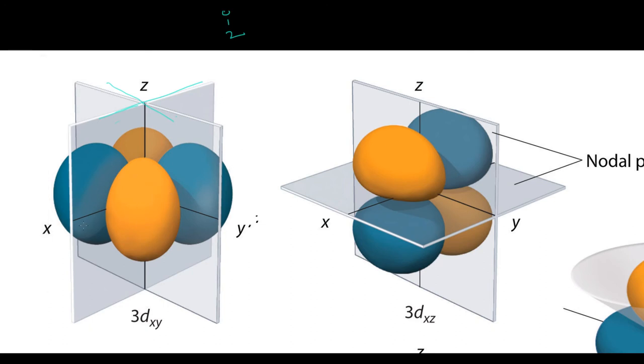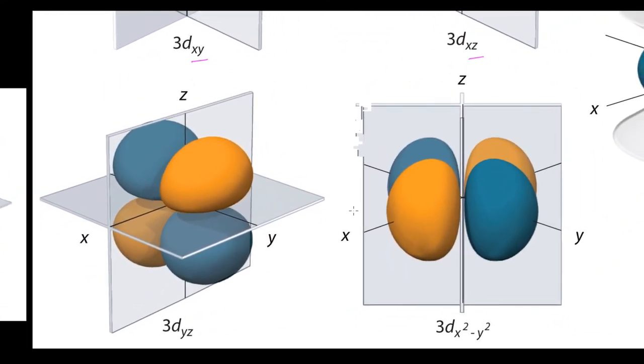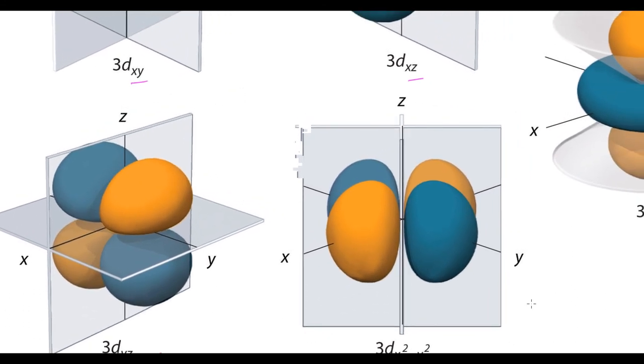And when these balloons are between X and Y, right? And they are symmetrical along the Z axis, then you tend to call it 3dxy. Here they are between X and Z, so you call it 3dxz. You understand? It is between them. This egg kind of structure is between the X axis and the Z axis. This is between the Z and the Y axis. So this is called 3dyz.